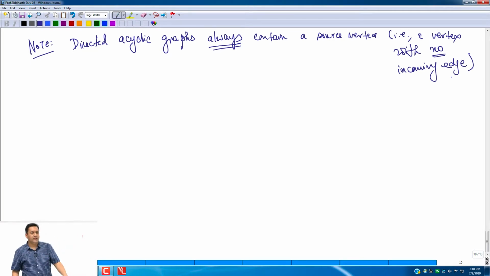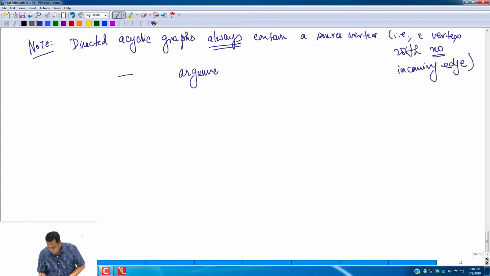My observation to you is that if you give me any directed graph that is acyclic, it does not contain a cycle, then it must necessarily contain a vertex where there is no incoming edge, i.e. there has to be a source vertex. What's the argument? This is a 4-letter word I am looking for. And we have seen it in Sperner's lemma.